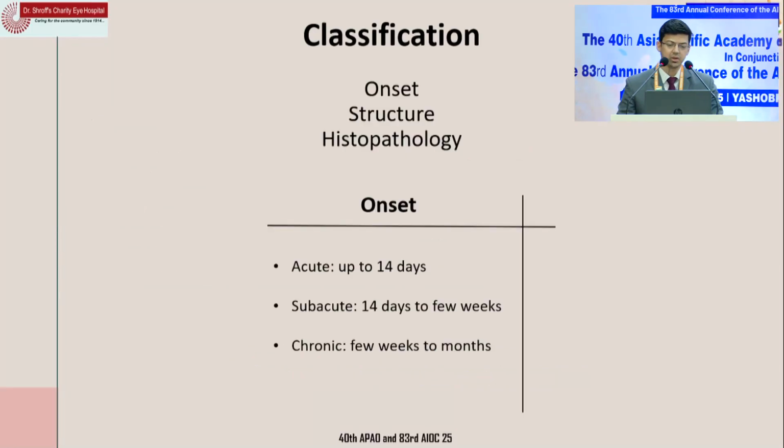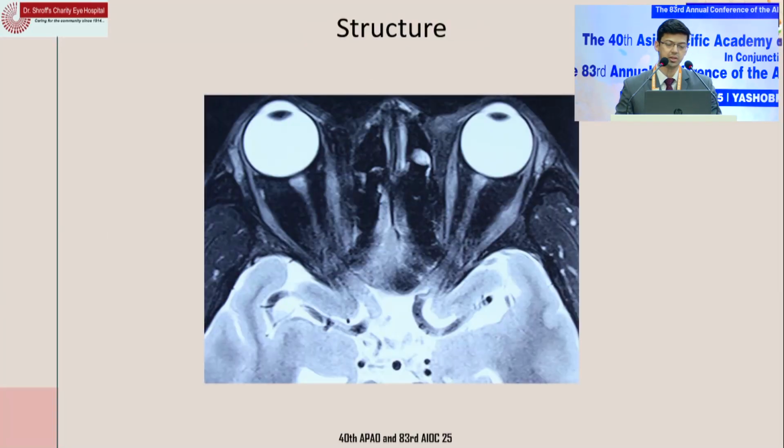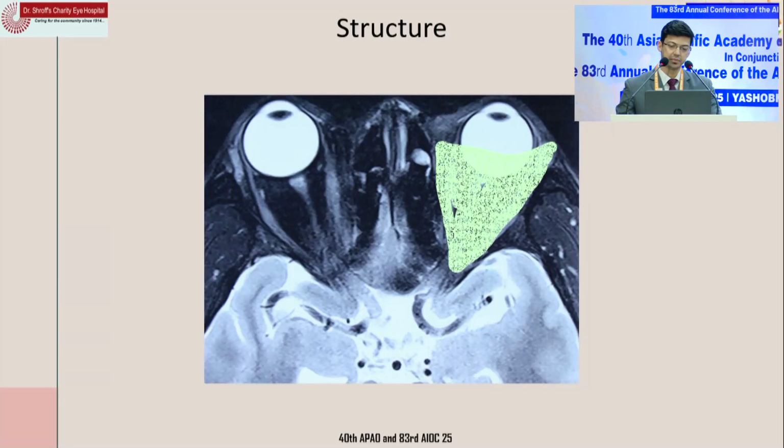This is the classification of IOID based on the onset, and according to the structures that might be affected, it can be classified as anterior, posterior, apical or diffuse IOID. When the lacrimal gland is affected, it is dacryoadenitis. Sometimes isolated or multiple muscles can be affected, known as myositis. If the sclera is affected, it is scleritis. The optic nerve or the optic nerve sheath can be affected in perineuritis. There can be isolated orbital masses, apical involvement, or a diffuse IOID.